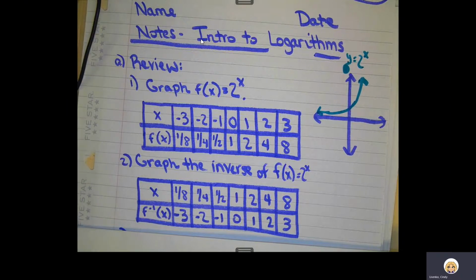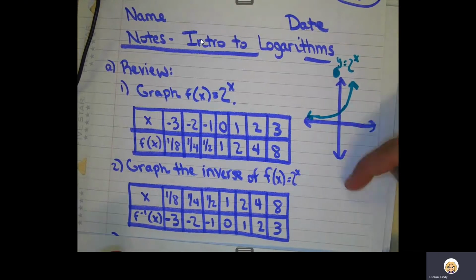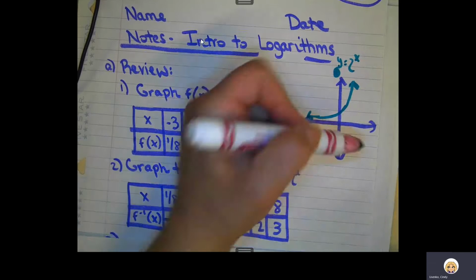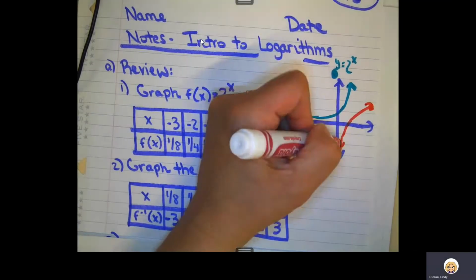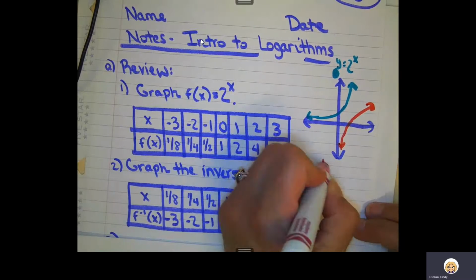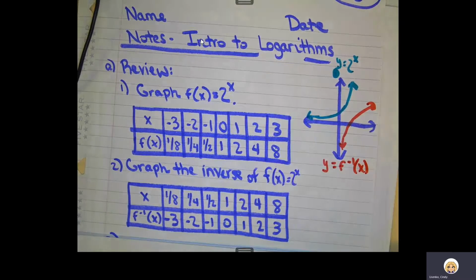If I was to plot those points, you would notice that the graph would actually be on the other side of this. So it would look something like this. So that would be my inverse. So that would be y equals, I'm going to put the inverse of f of x, because we don't know the equation yet.